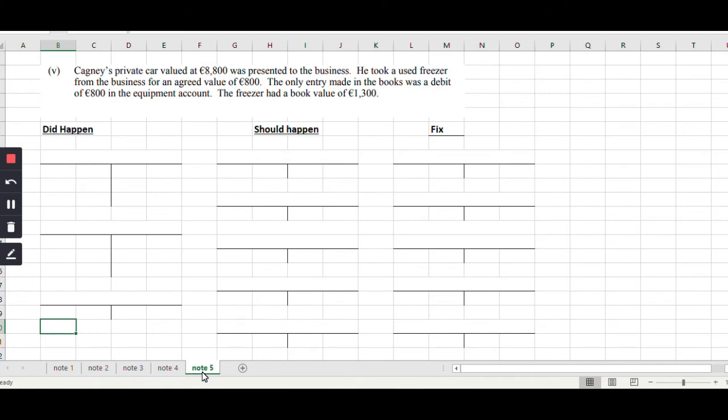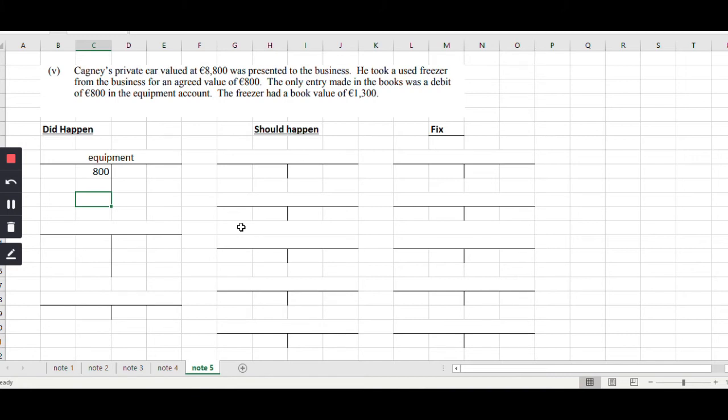Cagney's private car, valued at 8,800, was presented to the business. He took a used freezer from the business for an agreed value of €800. The only entry made in the books was a debit of 800 in the equipment account. The freezer had a book value of €1,300. So there's a lot in this. First of all, the only thing we are told happened is in the equipment account, there was a debit of €800. That was the only thing that did happen.